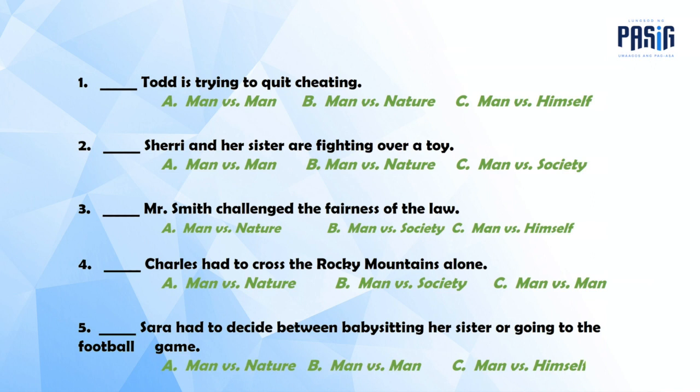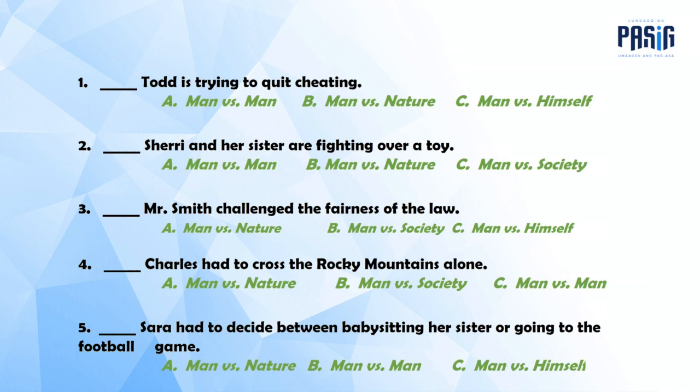Number 1, Todd is trying to quit cheating. Letter A, man versus man. Letter B, man versus nature. And letter C, man versus himself. Number 2, Sherry and her sister are fighting over a toy. Letter A, man versus man. Letter B, man versus nature. And letter C, man versus society.